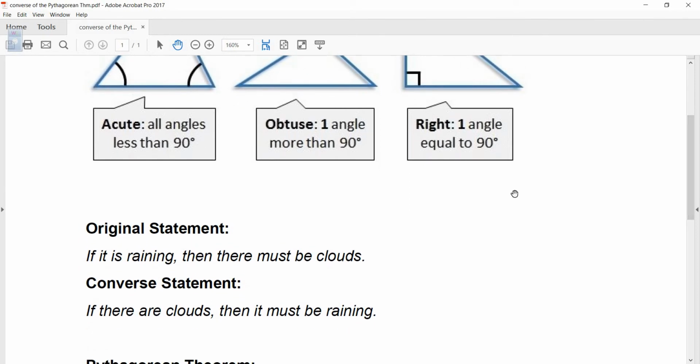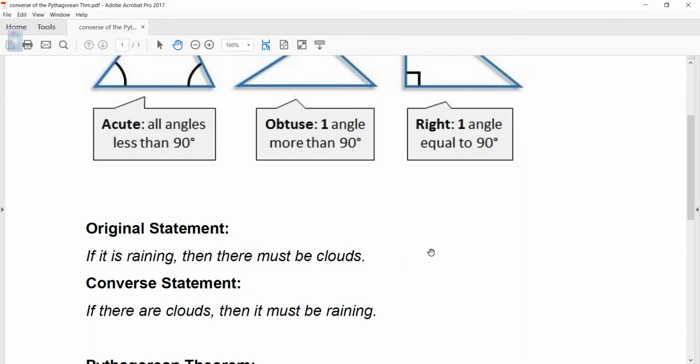If a statement is a conditional statement, which usually has the words if and then, it is a statement like this: if it is raining, then there must be clouds. Notice it's called a conditional because the second thing depends on the first thing. We call the first part the hypothesis and the second part the conclusion. So this statement says if it is raining, then there must be clouds.